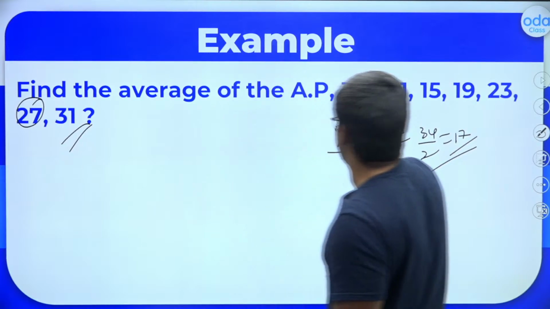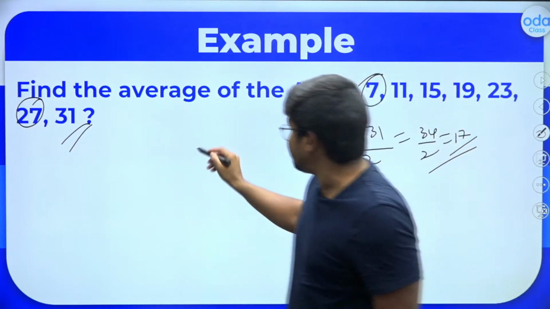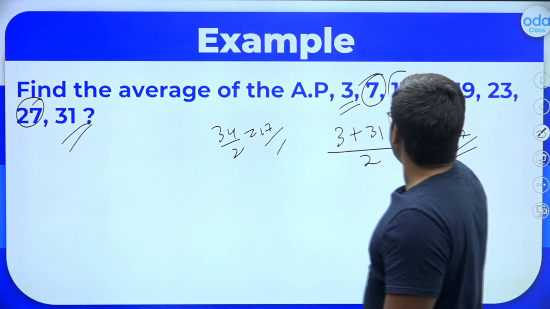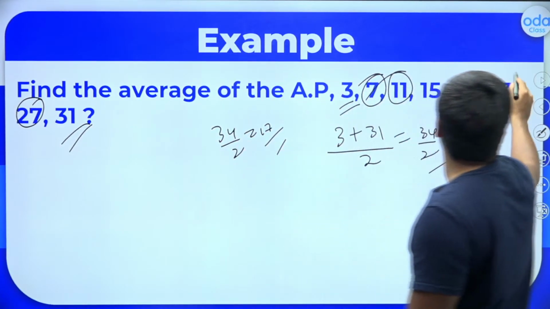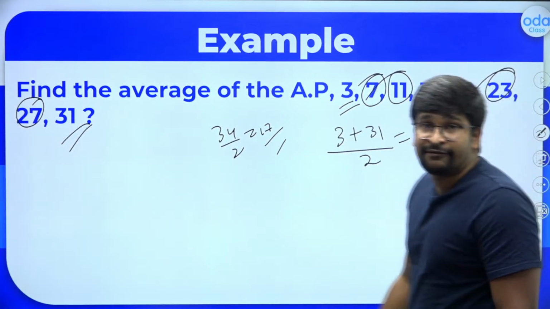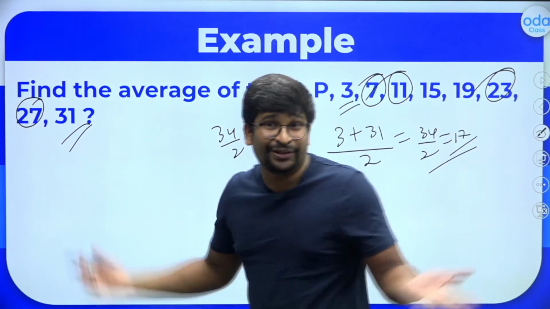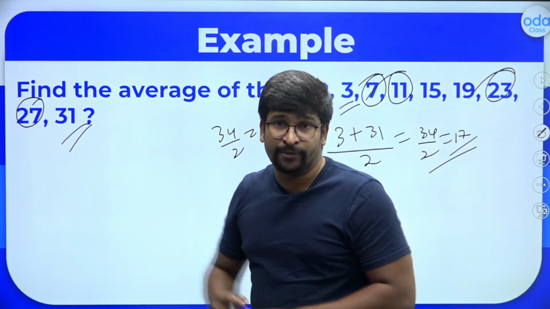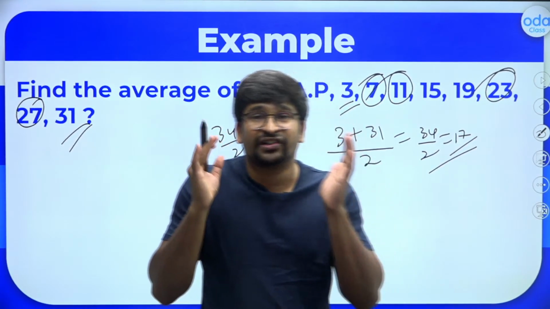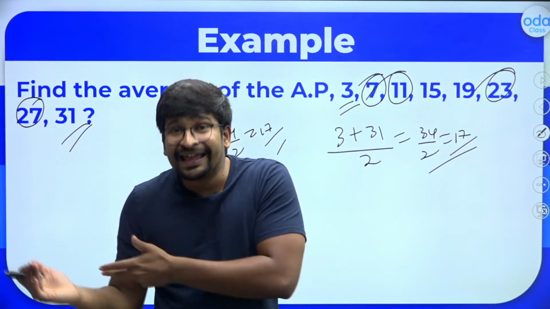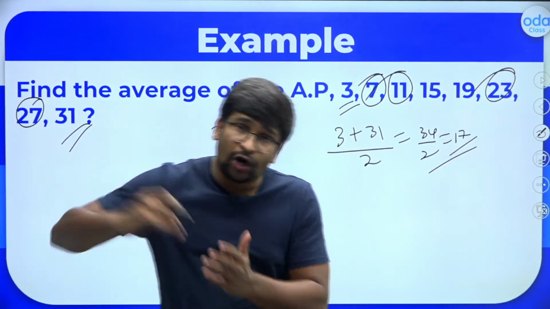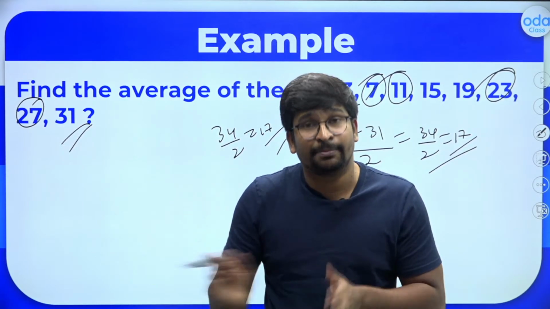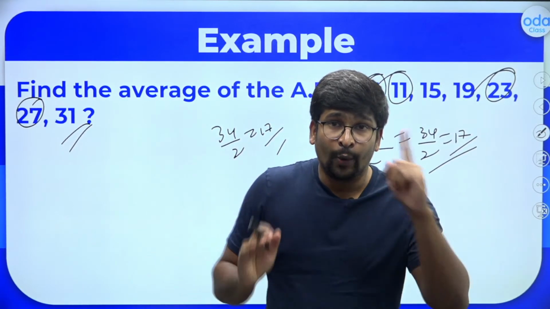Let's verify that, okay? 7 plus 27 is 34 divided by 2, that is also 17. Again, the third number and the third last number, which is 11 and 23, 11 plus 23 is 34 divided by 2, that is also 17, correct? So this is a very important property of arithmetic progression. The average of the arithmetic progression can be found by taking the average of the first number and last number, or the second number and second last number, third number and third last number, etc. It goes on. Okay, very important technique.